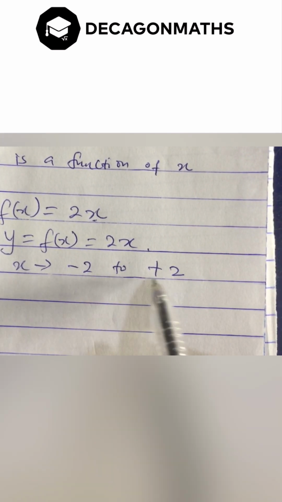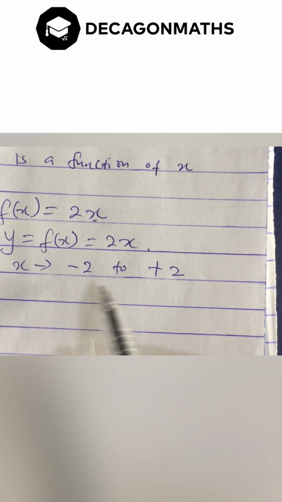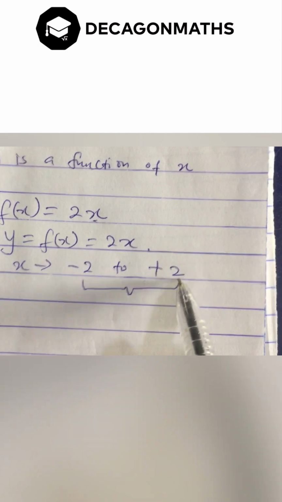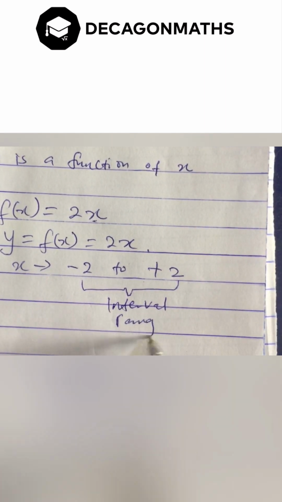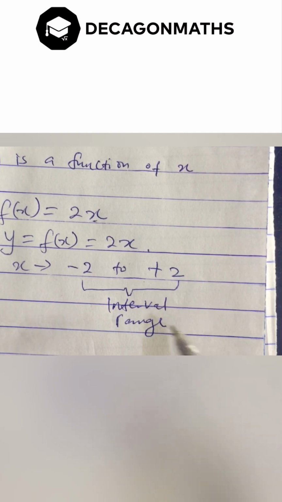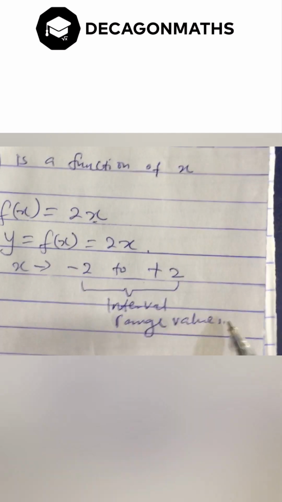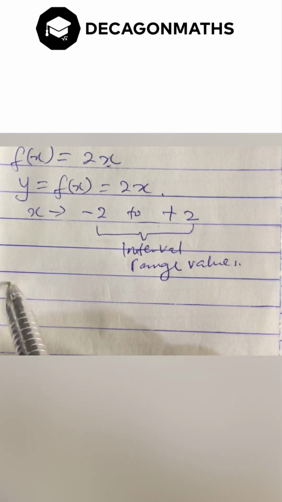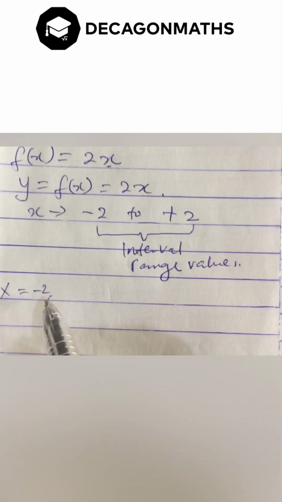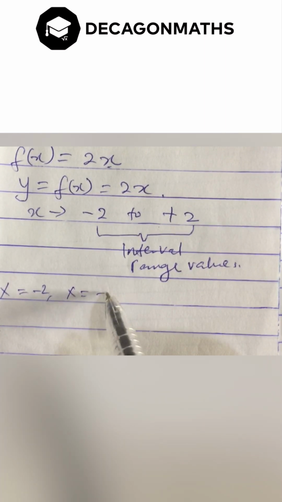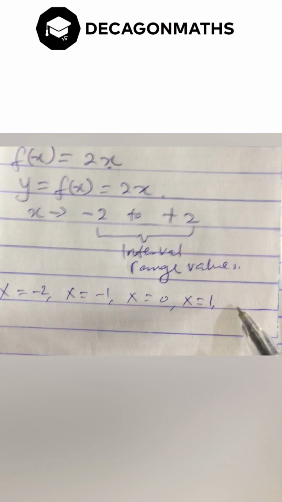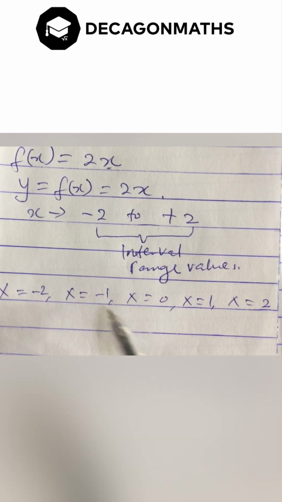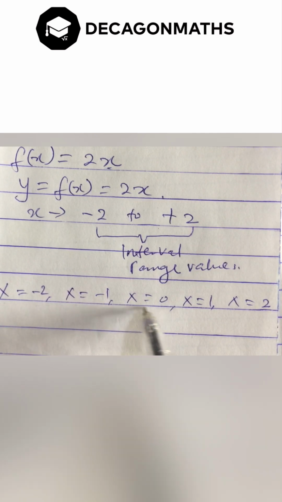Now, what we have written here, -2 to +2, is called the interval, or let's call it the range of values. You can also write it as range values, right? Now, this means that x will equal -2, x will equal -1, x will equal 0, x will equal 1, and x will equal 2. That is the meaning of these range values. That means these are the set of values that x will take.